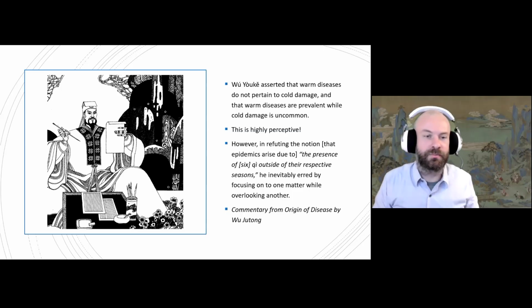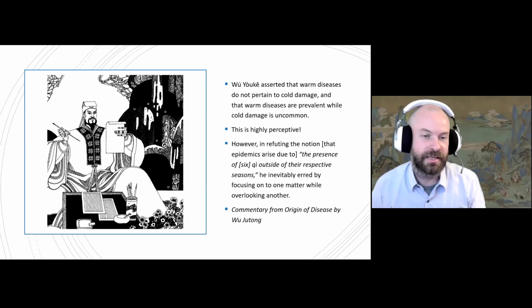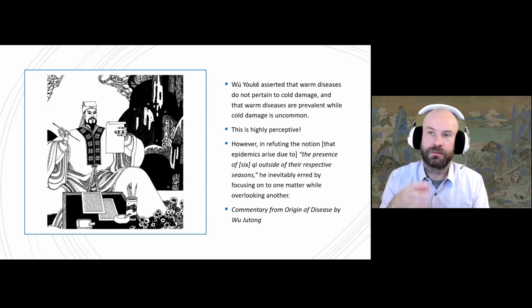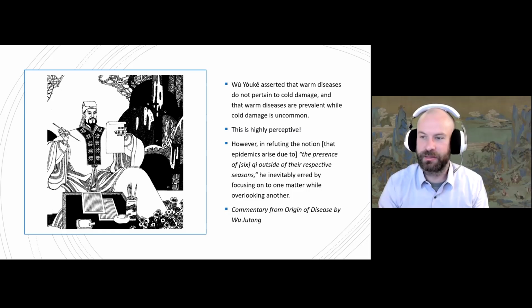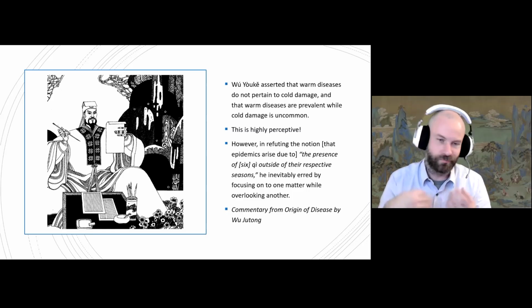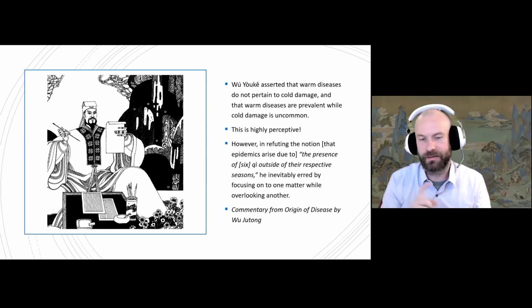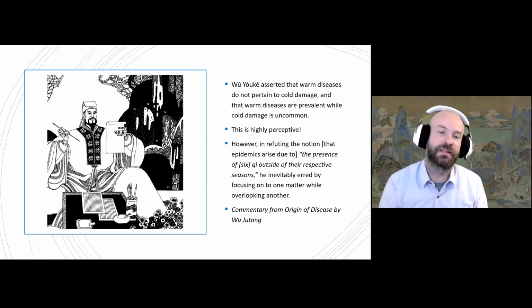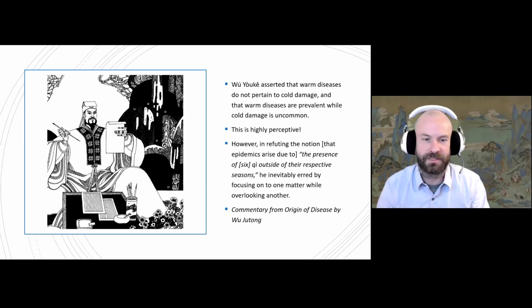And this is important because I think he is basically saying that this idea of epidemics only occurring when there's a presence of qi that doesn't relate to that season, relating to one of the seasonal qi like hot, cold, wind, dryness, things like that, and that if that qi is prevalent outside of that season, then that might be what happens there. And basically Wu Jutong says, no, that's not the case.